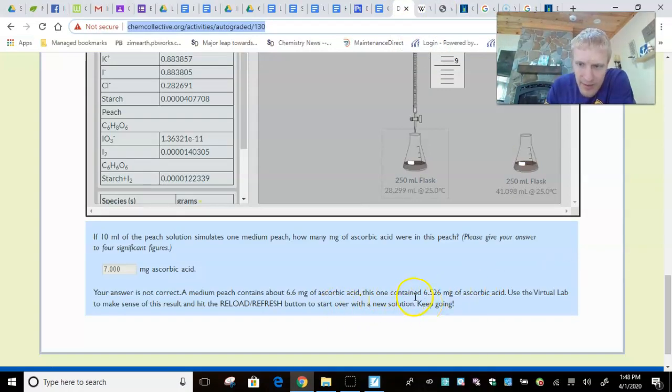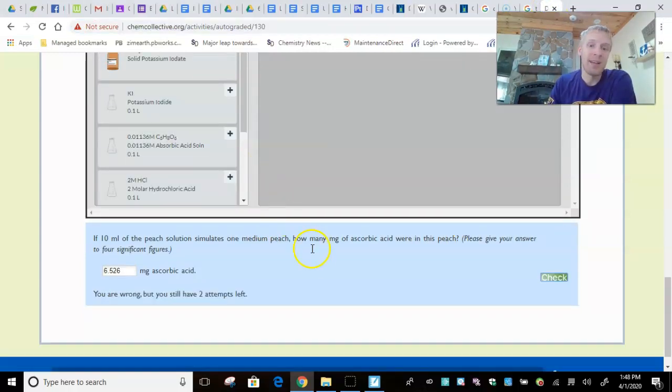Ascorbic acid, this one contained. So apparently they change their concentration. They must have a set number of concentrations depending upon when you log on to this. Because this one had 6.526, which is exactly what I got. I was right. I got it dead on. Exactly what they wanted based off of this scenario. But when I put it in here, a new window, it is showing a different scenario. Interesting. Okay.